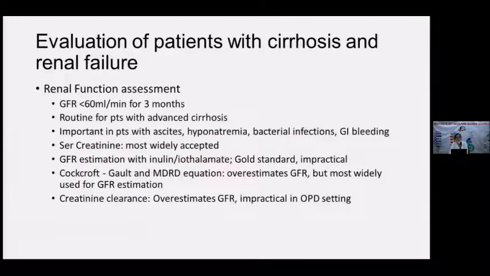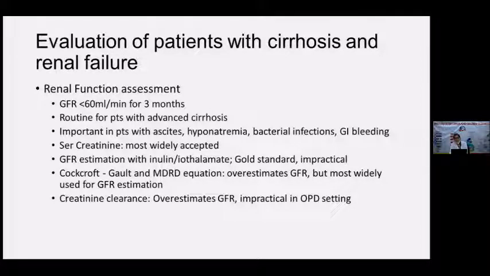Then evaluation of patients with cirrhosis and renal failure. Renal function assessment: GFR of less than 60 ml per minute for 3 months. It is done routinely for patients with advanced cirrhosis, and it is especially important in patients with ascites, hyponatremia, bacterial infections, and GI bleeding. Serum creatinine is the most widely accepted. GFR estimation with inulin and iothalamate is a gold standard, but it is impractical. The Cockcroft-Gault and MDRD equations overestimate GFR, but they are most widely used for GFR estimation despite the limitations.